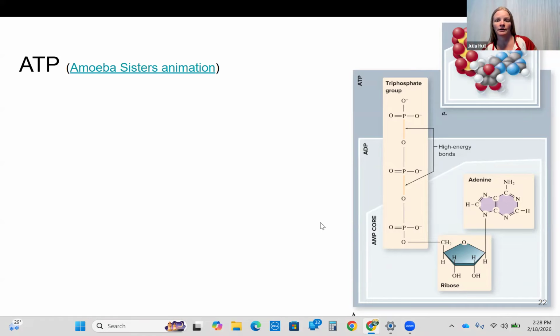So ATP stands for adenosine triphosphate. We are going to have our adenine base, just like we see in DNA and RNA, one of our nitrogenous bases. This is the A base in DNA. Okay, we're also going to have this ribose sugar, a 5-carbon sugar called ribose. This is the same sugar that we see in RNA. We remember that in ribonucleic acid, the R stands for ribose.